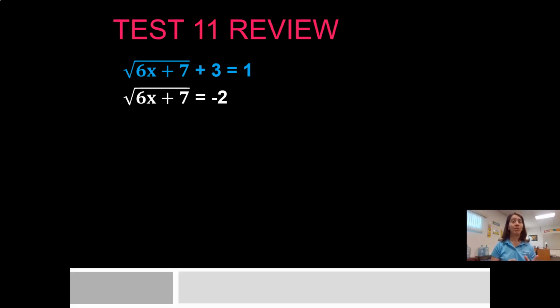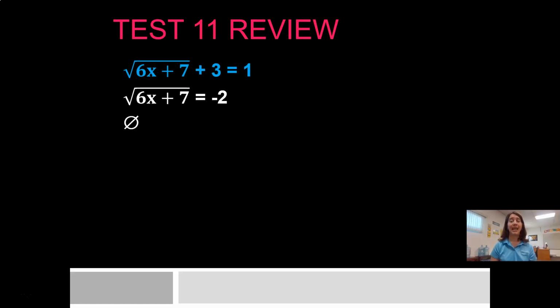Now, if you notice right there, there's something wrong. You just said a square root was equal to a negative number. Square roots are never equal to negative numbers, so there is no solution on this question. If you didn't recognize that, well, you would keep working. You would square both sides, then it would say 6x plus 7 equals 4. You would have subtracted 7, so it would say 6x equals negative 3, and then divide by 6, so you would think that x is equal to negative 1/2.